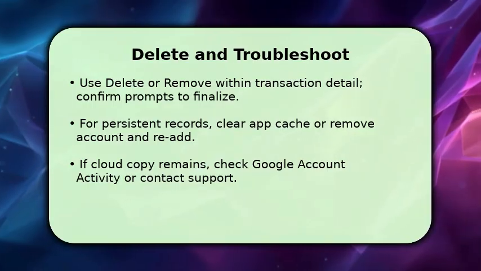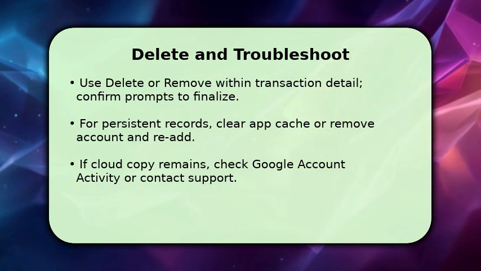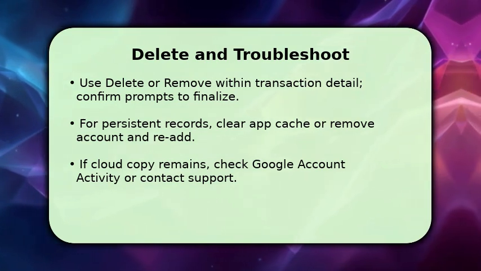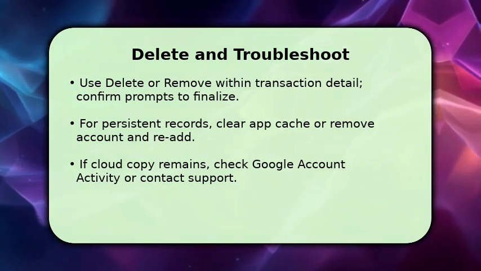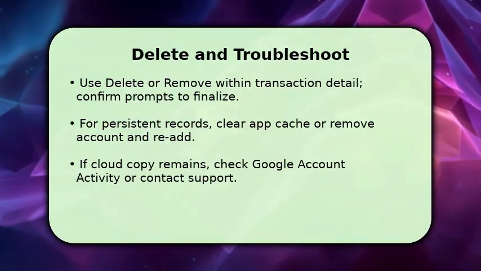Delete entries from the transaction details screen by tapping Remove or Delete and confirm when prompted. This removes the visible record from Google Pay. Once deleted, make sure changes synced. If not, force a sync by closing the app or clearing app cache and restarting.